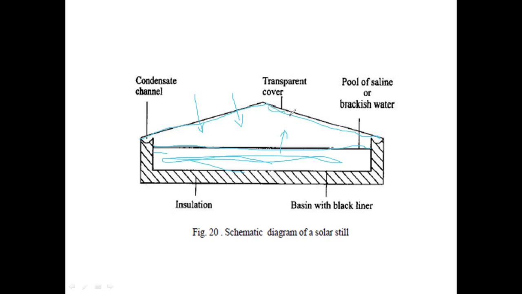The water vapors get condensed below the transparent cover, and once it cools, the distilled water flows towards this channel section. The distilled water flows towards this channel section at both the sides. You can see this is the condensate channel section, and from that the distilled water is collected in the storage tank.